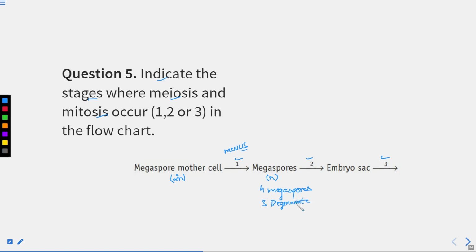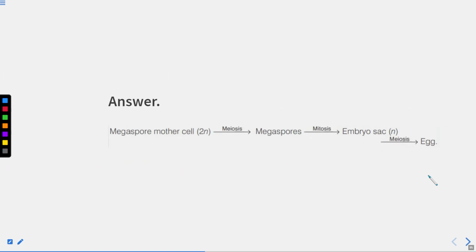Three degenerate and only one megaspore remains, which undergoes mitotic division. So the second stage will be mitosis. Here mitotic division will take place and form the embryo sac. Then the embryo sac again undergoes mitotic division to form the components of the embryo sac, such as the egg cell, antipodals and synergids. So what should be the answer?